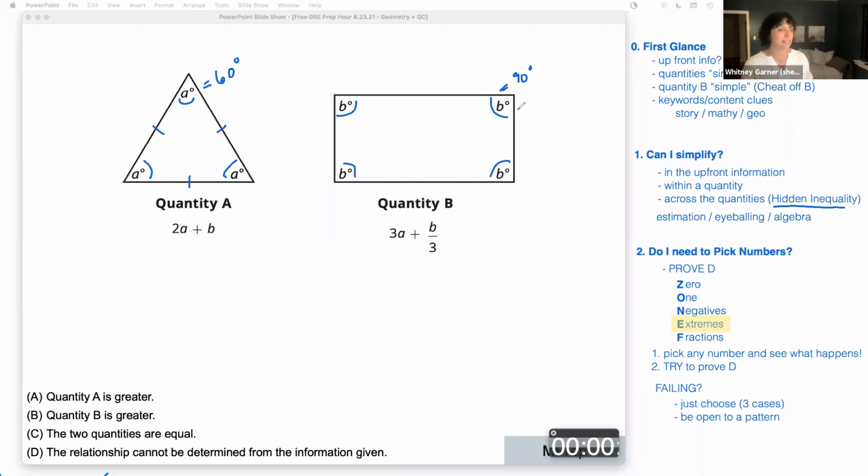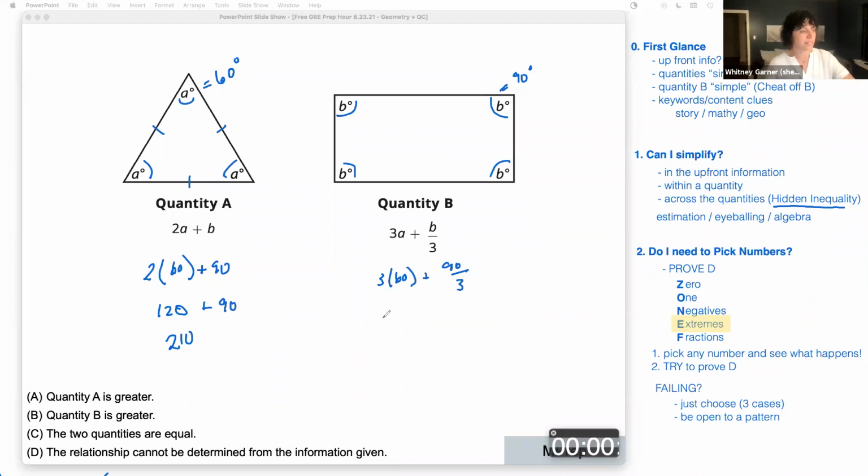At this point, I know that A is 60, B is 90. I'm going to plug it in. So 2 times 60 plus 90 versus 3 times 60 plus 90 over 3. And so I'll just do my math here. 120 plus 90. I'm not using calculators at this point, but you absolutely can. I would practice your basic mechanics. If these are really ugly numbers, sure, I might break out my calculator, but for now, 3 times 60 is 180 plus 30 is 210. There we have it. The two quantities are equal.